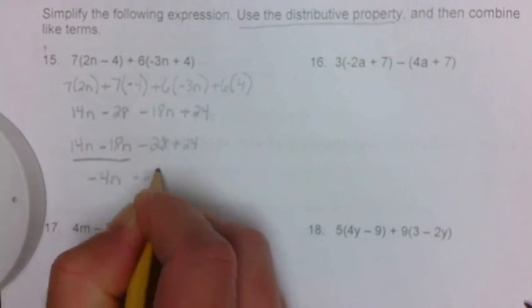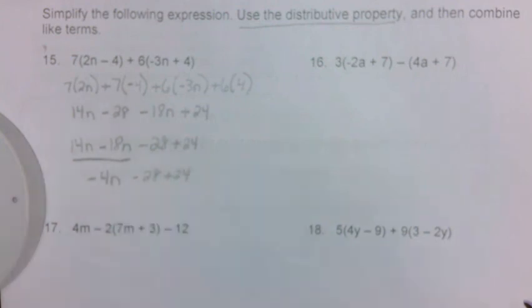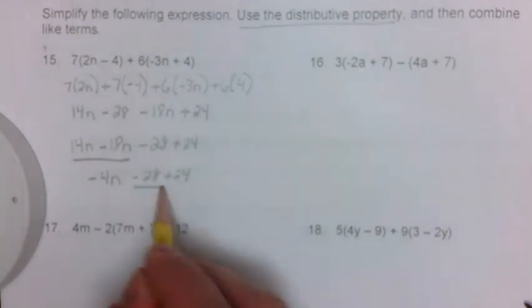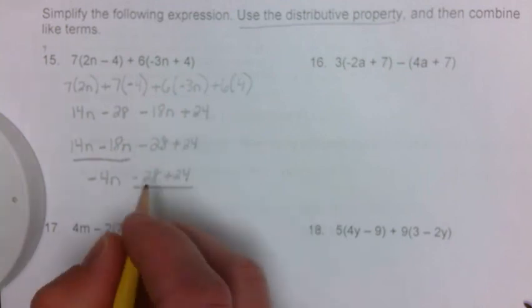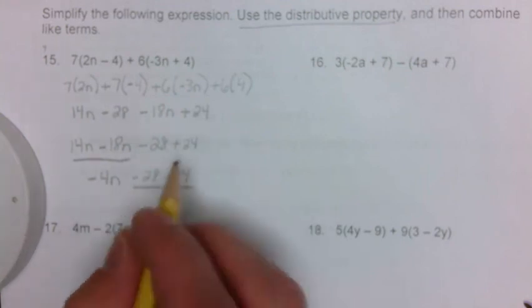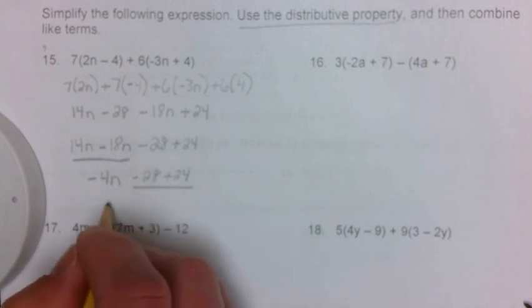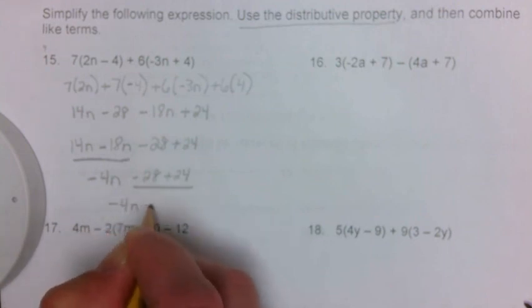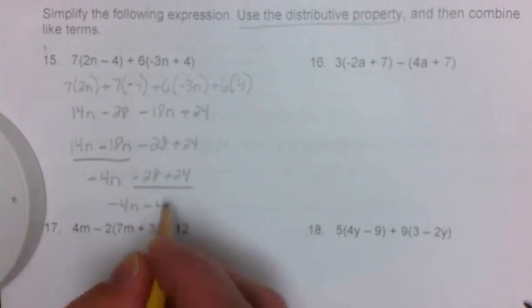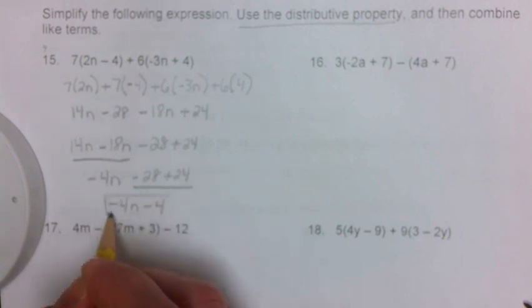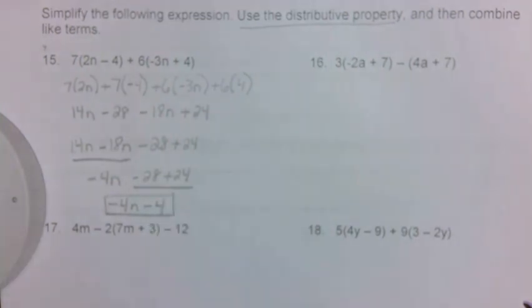Bring down the negative 28 plus 24. And now I can combine my constants. Negative 28 plus 24, they're different signs, so I'll subtract. Negative 28 plus 24, that's going to give me an answer of negative 4. So my next line down is going to say negative 4n minus 4. We have a variable term and a constant, which can't be combined. So this is as simplified as this expression is going to get, negative 4n minus 4.